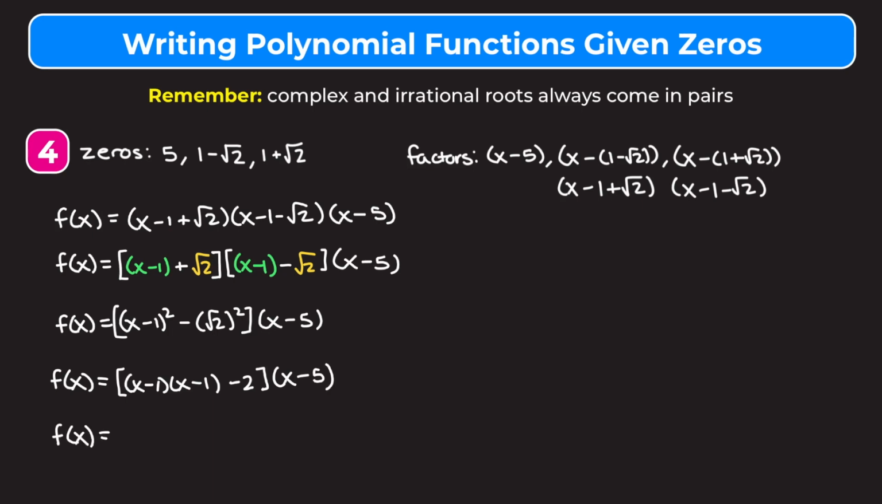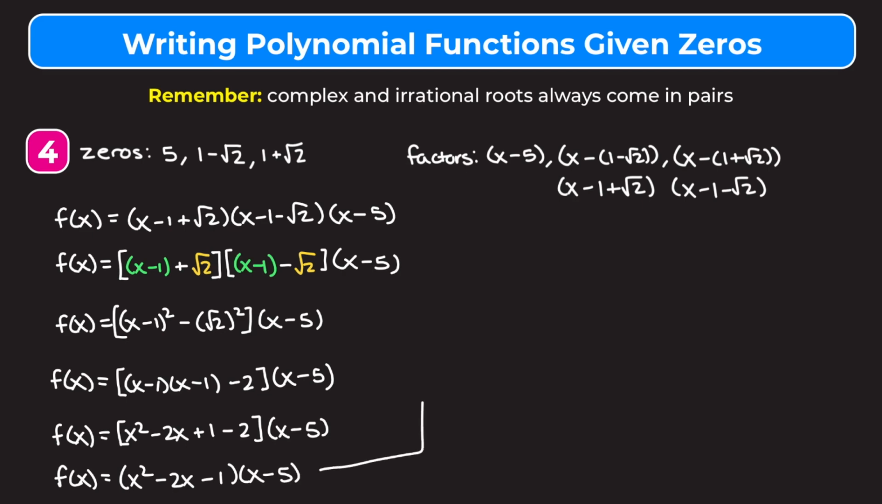If we multiply out x minus 1 times x minus 1, you should get x squared minus 2x plus 1. We have this minus 2 times x minus 5. And we'll simplify what's in the brackets. So we'll get x squared minus 2x minus 1 times x minus 5. And then finally over here on the right, we are going to multiply these out. So I'm going to rewrite it as x minus 5 times x squared minus 2x minus 1.